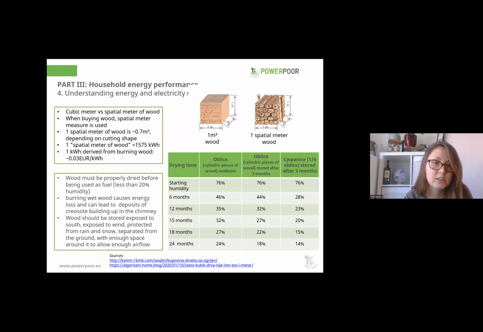As I mentioned, you should make sure when you use wood that it is properly dried, so there is less than 20% humidity in it. You should also check the storage of the wood. It should be exposed to wind and sun, but protected from the rain and the snow, and it should be separated from the ground.